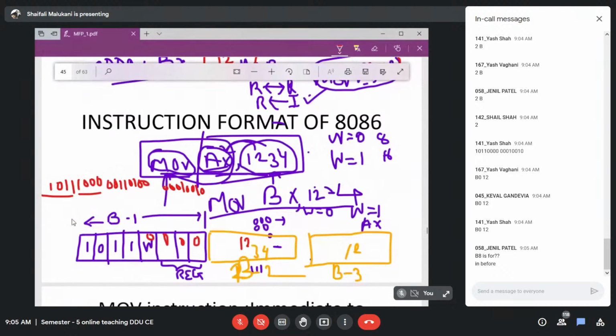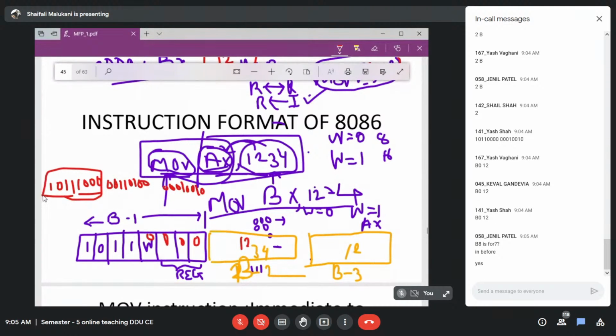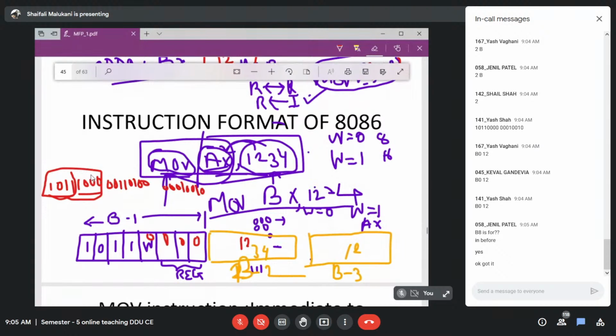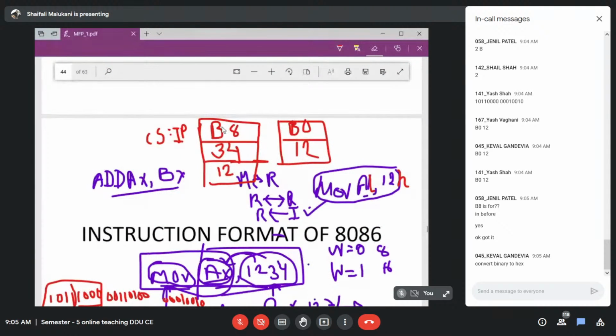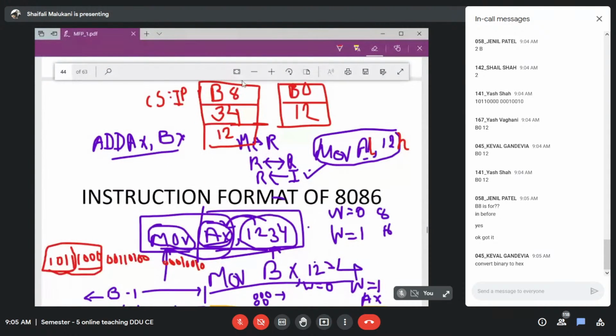B8. Okay, are you clear that this will be my first byte? This is B and this is 8. Comfortable, Jenny? What is the hexadecimal code of this? It is B8. You can write it in this binary code as well, but readability will be better if I write hexadecimal. This is what is stored in the first byte, second byte, and third byte. Is everyone clear with B8 and all those things?